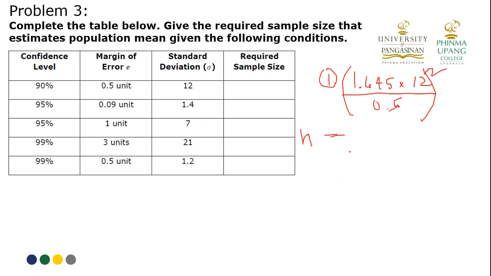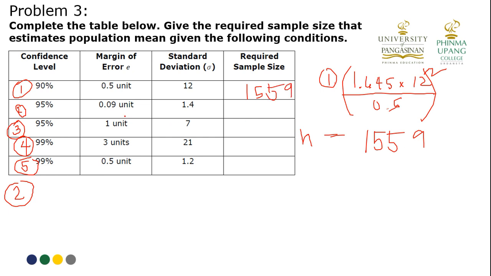What is n? What is the value of number 1 n? 1559. Okay, 1559. How about number 2?